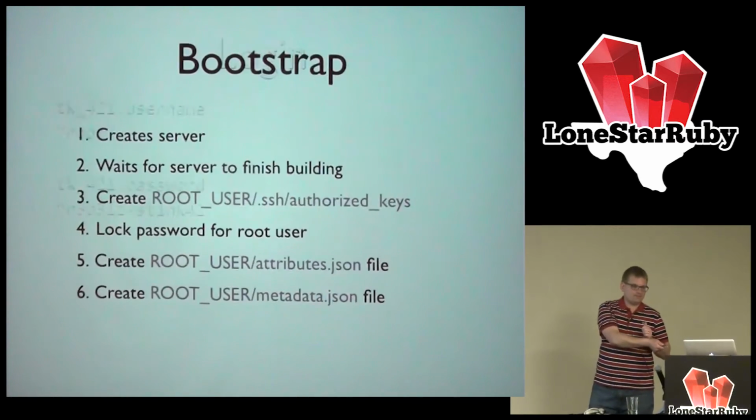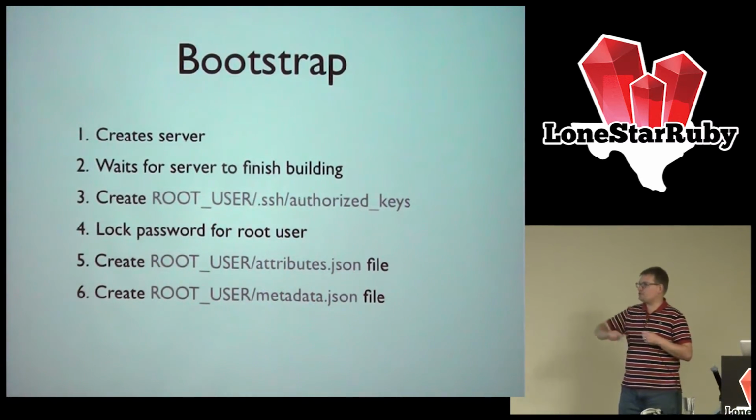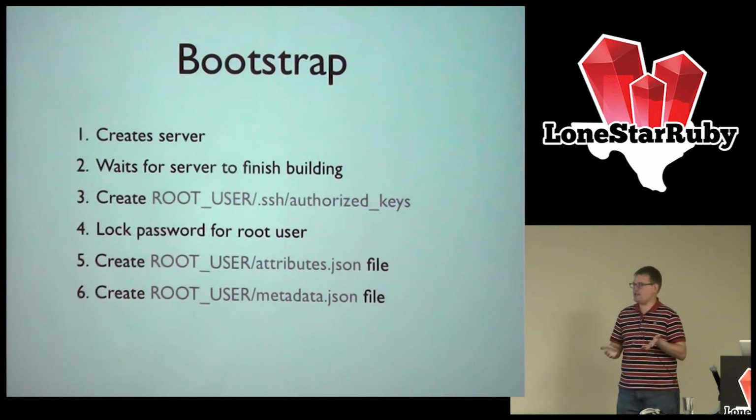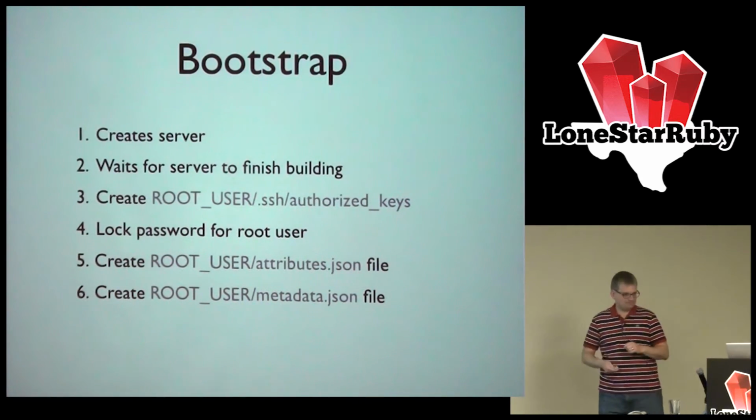And because of that, Fog actually provides another mechanism called Bootstrap. Bootstrap is going to go ahead and create a server, and it's going to wait for the server like we've already seen, and then it's going to create that authorized key file for us. It's going to lock out the password for that root user, so that password we had, we wouldn't be able to use it anyway. And then it's going to create an attributes and a metadata JSON file, which is going to contain information about the server when it was provisioned.